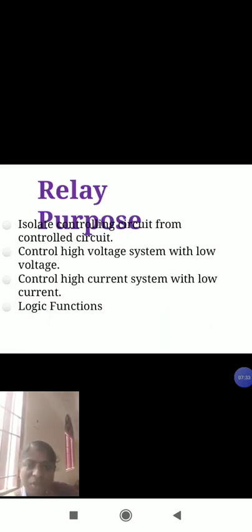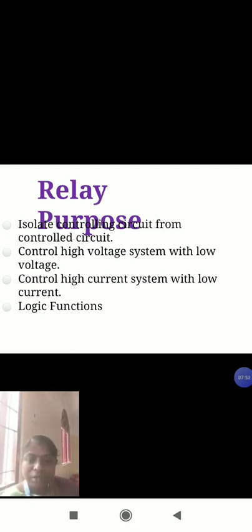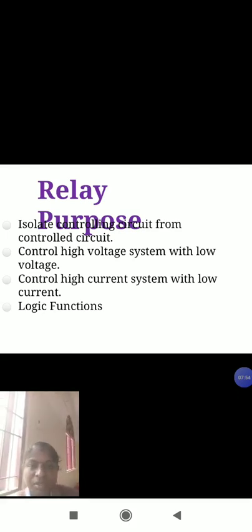So what is the purpose of a relay? A relay is simply a switch. The relay is the first part that comes in contact with the fault current, and once this relay senses the fault current, it gives the signal to the circuit breakers.